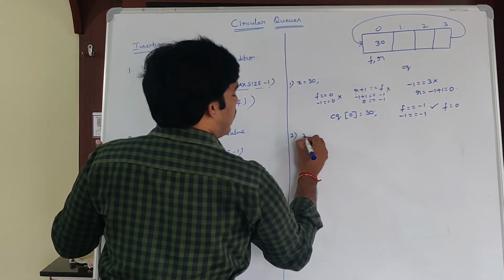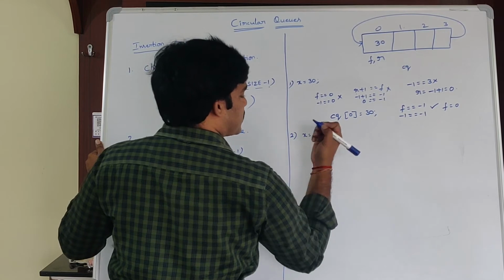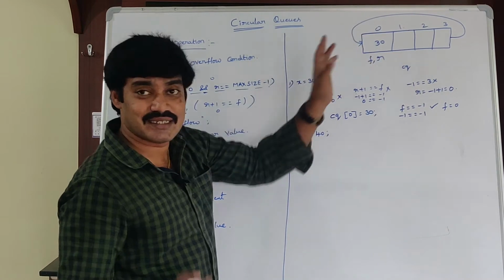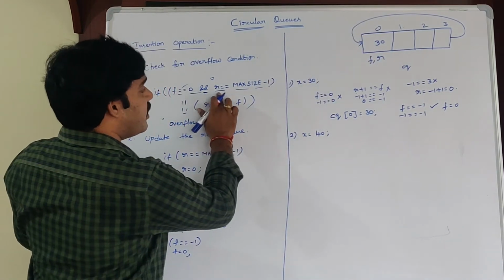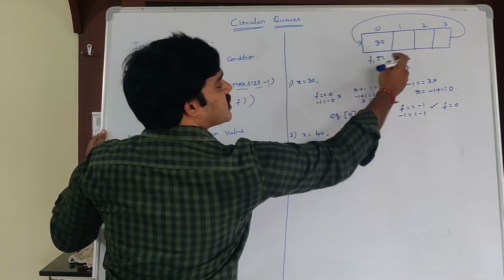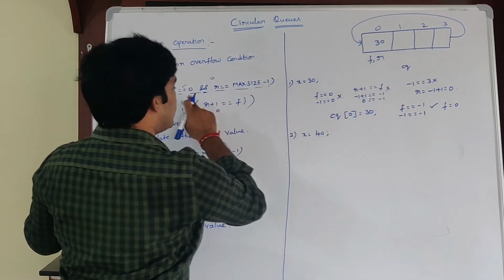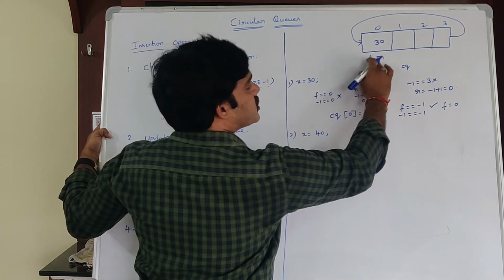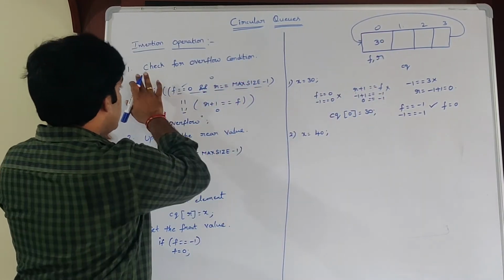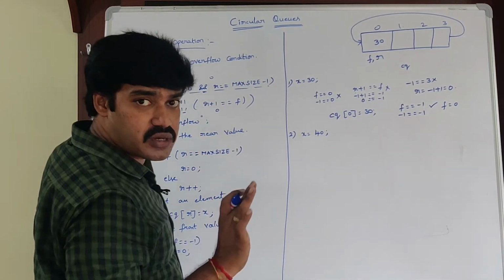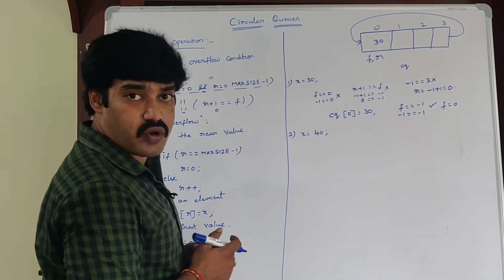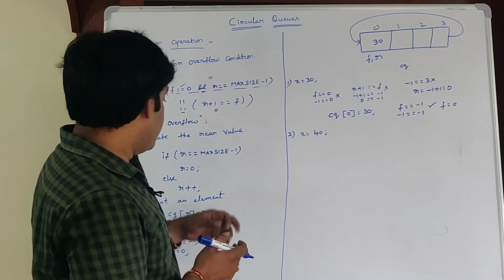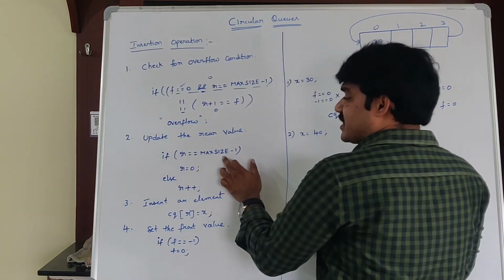If I want to insert an element 40 into the circular queue data structure, again I am calling the insertion operation. Is F equal to 0? Yes, F is equal to 0. Condition is true. And is rear equal to max size minus 1? Rear value is 0, not equal to max size minus 1. Condition is false. Or is rear plus 1 equal to F? No. Initially both point to the same one. So condition is false. That means circular queue is not full. Coming out of the overflow condition if block, coming to the second one, update the rear pointer. How to update? Check whether the rear pointer reaches max size minus 1 or not.